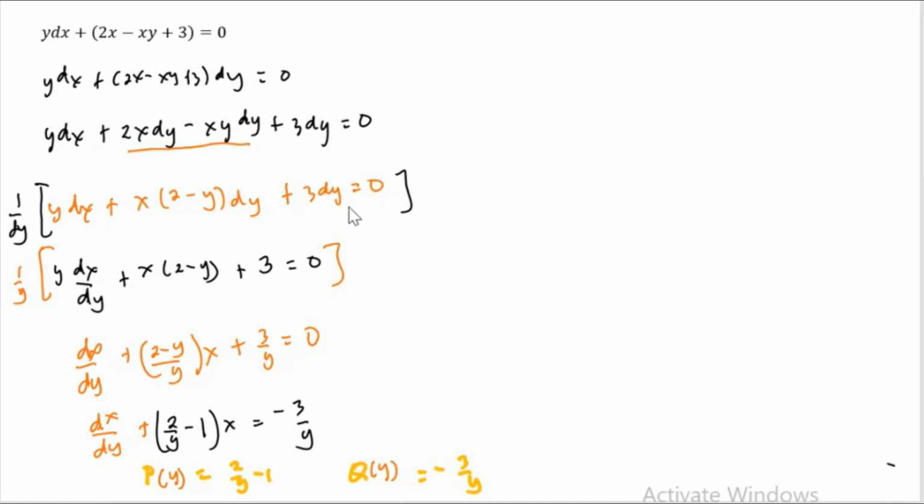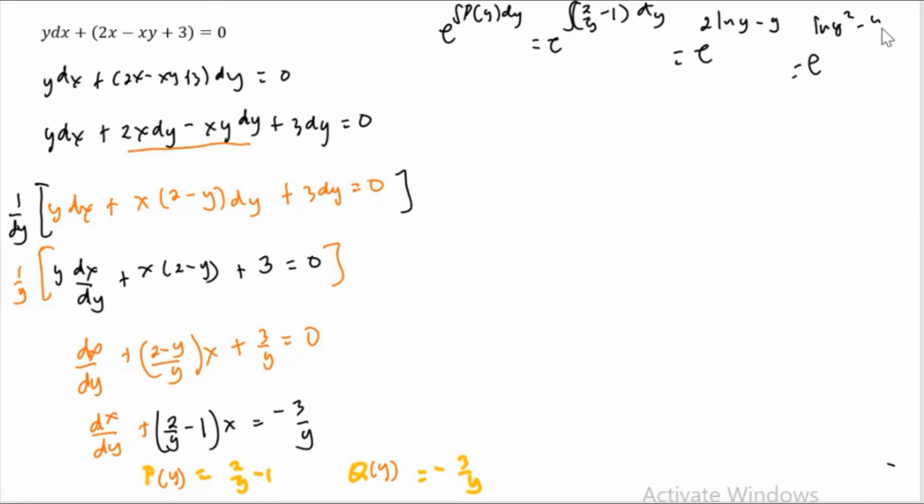Now after that, we are going to take the integrating factor, which is e raised to the integral of p of y dy. By substitution, we have e raised to the integral of p of y, which is 2 over y minus 1 of dy. By integrating that, we can write the answer as e raised to 2 ln of y minus y. Rewriting this again, that is e raised to ln of y squared minus y.